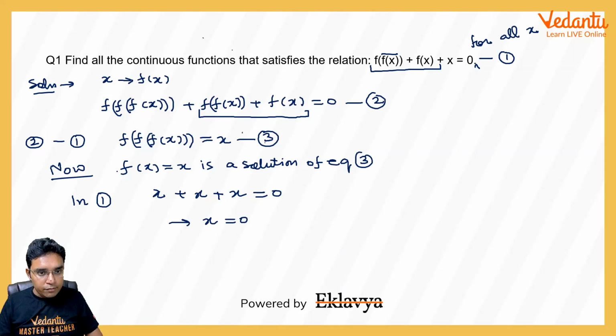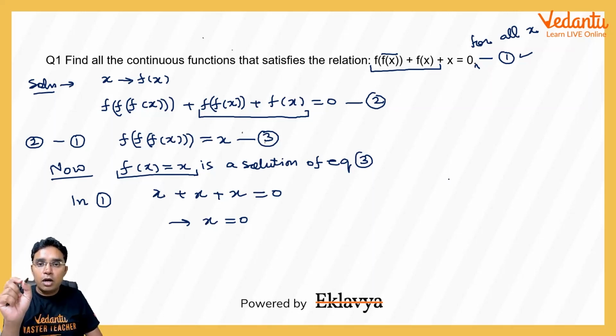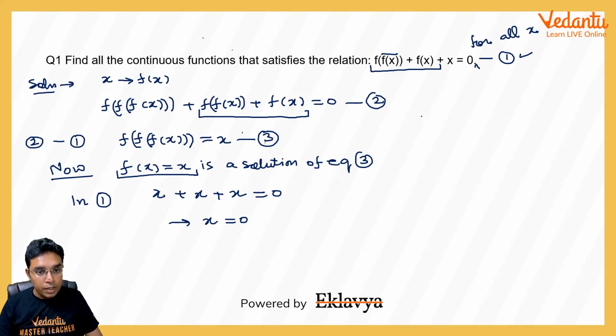So even if we assume that this solution f(x) = x is a solution of the given equation number 1, it will be valid only for x = 0. So it cannot be a continuous function, because you will be just having a dot at x = 0. So that is not a solution for equation number 1. So what can be the solution for equation number 1?